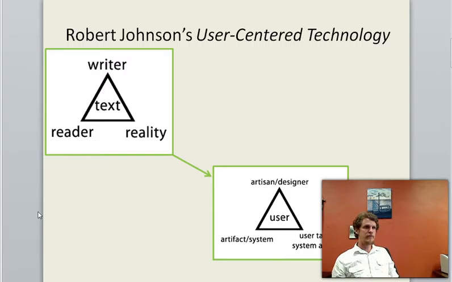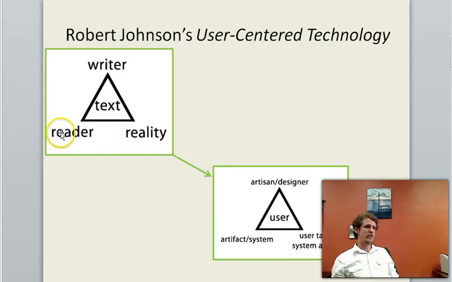Let's recap. Last week we talked about Robert Johnson's Little Orange Book, his 1998 text, User-Centered Technology. I argued last week that it was one of the most important texts in technical communication, and I gave a reason for why. Specifically, the reason was as follows. He took James Kinneavy's 1960s model, the rhetorical triangle, and reconceptualized it. The argument was as follows.